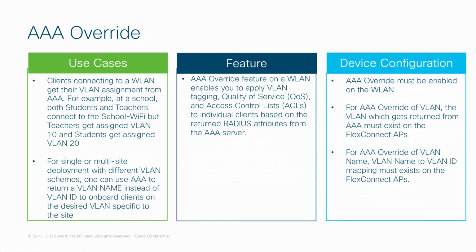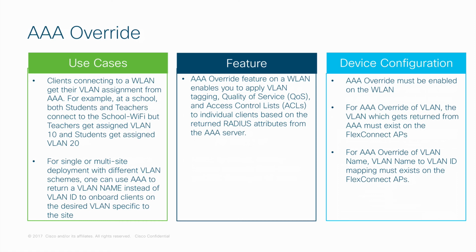The school has a school Wi-Fi, and in the school you have teachers and you have students. So when students connect to the school Wi-Fi, they get placed on, let's say, VLAN 20. But when the teachers connect to the school Wi-Fi, they get placed on VLAN 10, and these VLANs are coming back from the AAA. And the reason why a customer would want to do that is because they want to segment teachers from students, what access they have in the network, and things like that.